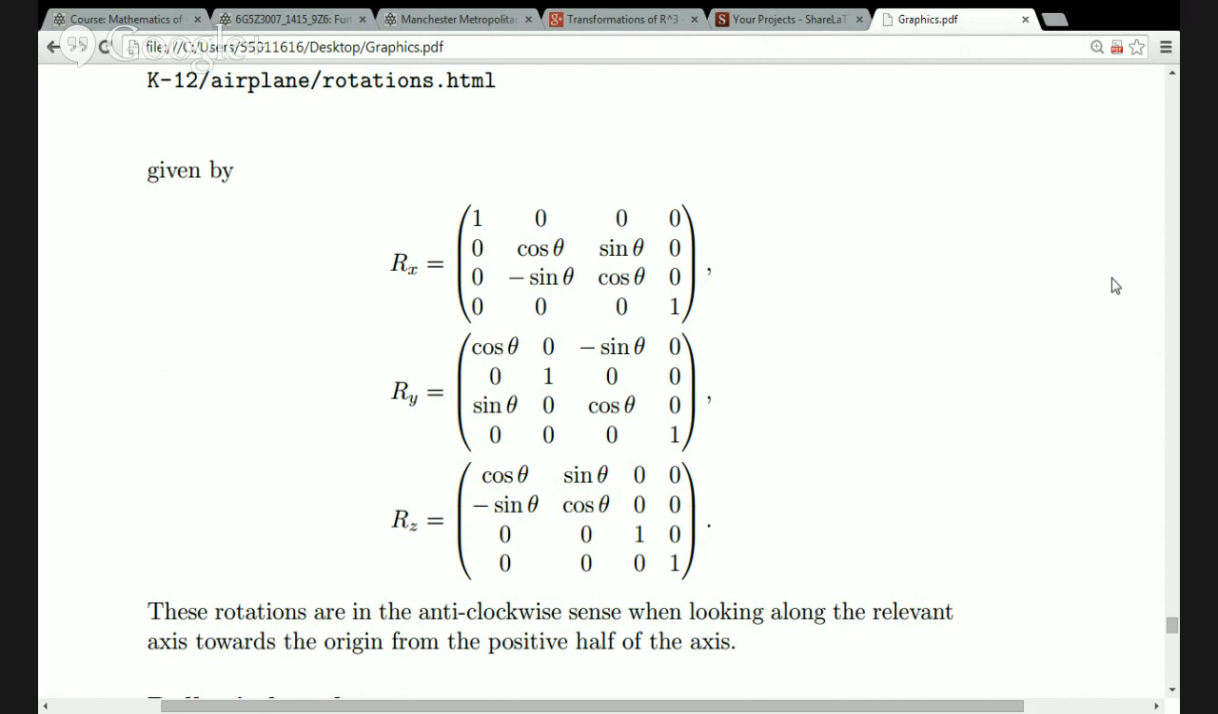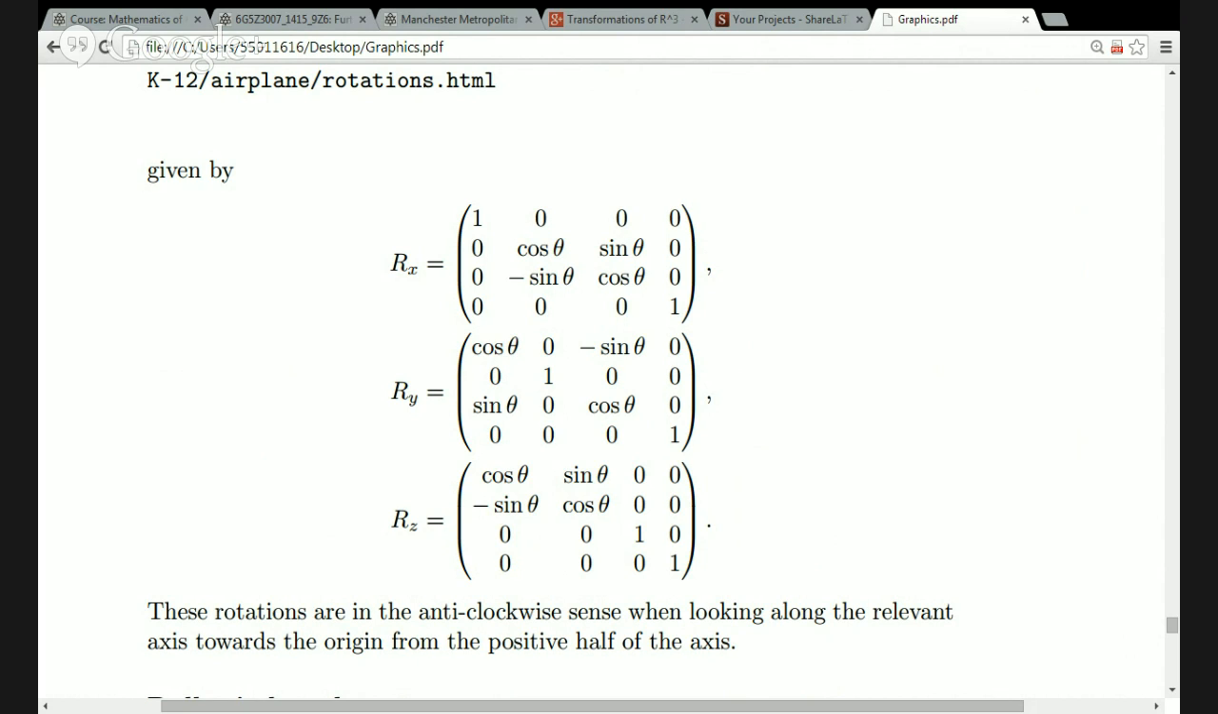I said before that P, D, and theta were the data to specify the rotation. Well, you do need a little bit more information. You need to know in which sense you're doing the rotation. Is it anti-clockwise or clockwise? And you need to be careful about how you set up that convention. So the convention is that these are the matrices for rotating by the angle theta in the anti-clockwise direction. But when you say anti-clockwise, you have to say in which direction you're looking. That's going to be when we're looking along the relevant axis back towards the origin from the positive half of the axis. Okay?